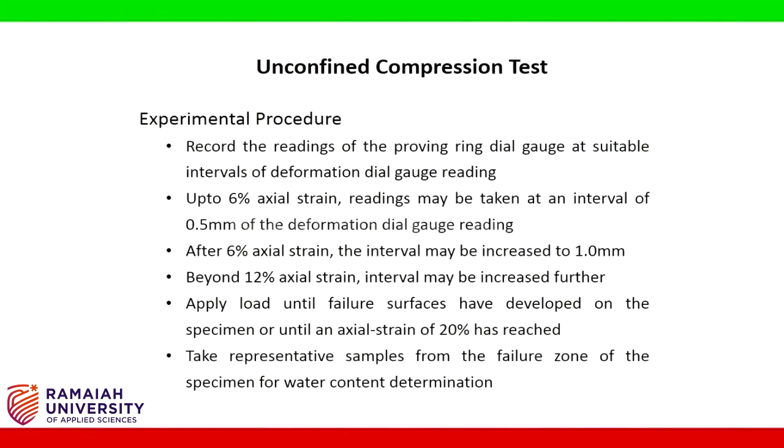Record the readings of the proving ring dial gauge at suitable intervals of deformation dial gauge reading. Up to 6% axial strain, readings may be taken at an interval of 0.5 mm of the deformation dial gauge reading. After 6% axial strain, the interval may be increased to 1 mm. Beyond 12% axial strain, interval may be increased further. Apply load until failure surfaces have developed on the specimen or until an axial strain of 20% has reached. Take representative samples from the failure zone of the specimen for water content determination.